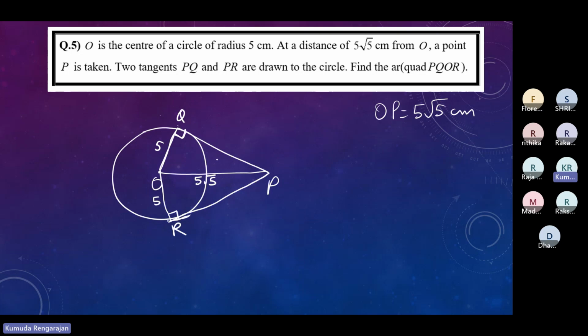Now we need to find the area of the quadrilateral. So we'll find the area of this triangle. To find the area of this triangle, you can use the formula half into base into height. You must remember that in a right angle triangle, the legs of the right triangle are regarded as the base and height.